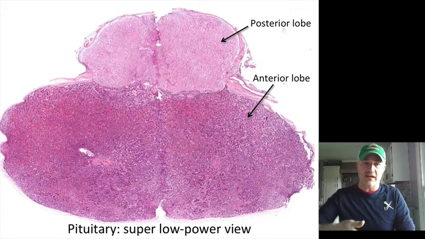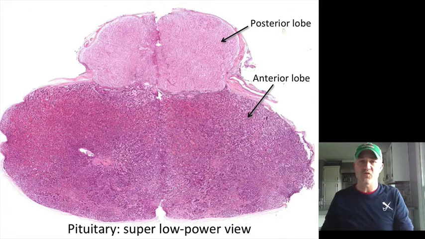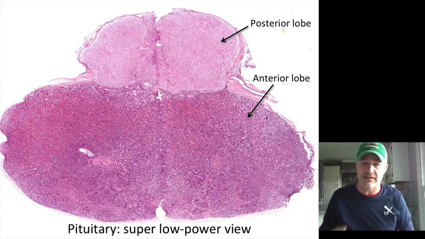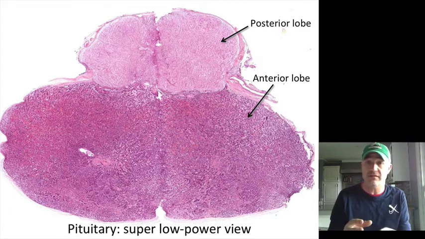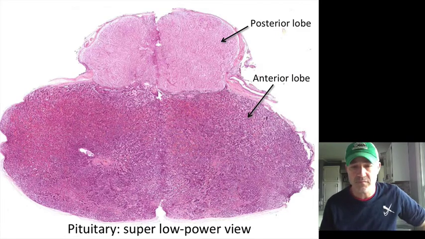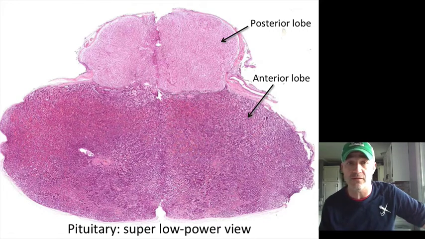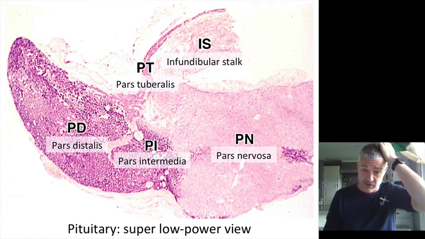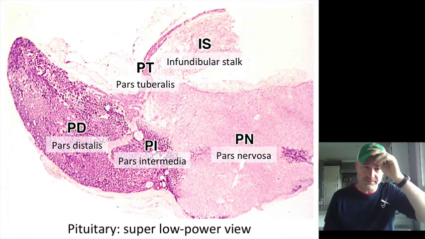So this is looking at a section, if you were to be looking from the brain down at the anterior and posterior pituitary. You can see the anterior pituitary is quite a bit larger than the posterior lobe. Again, very low power view on this one. We can now see this cut from more of a side view. Again, still low power view.